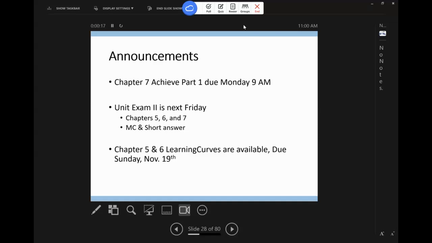Our unit exam 2 is next Friday, so a week from today, and covers chapters 5, 6, and 7. Chapter 7 up to what we're covering in class today. It will have some multiple choice questions and some short answer questions. Your chapter 5 and 6 learning curves are available and due next Sunday, so in 9 days.